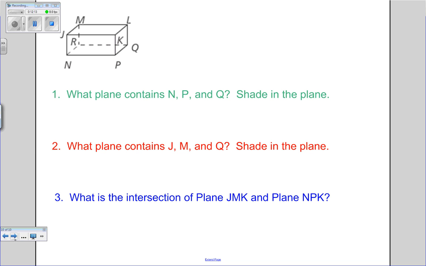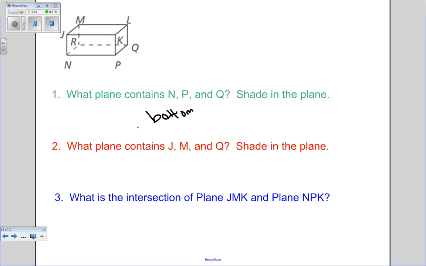And last but not least, let's see if we can find some planes. What plane contains N, P, and Q? So here's N, here's P, here's Q. That plane is this one down here. It's the bottom of this box. Now, notice my question did not include my other corner, which is R. It could have. You could pick any of those 3 points, and that will make a plane. So you could have used R instead.